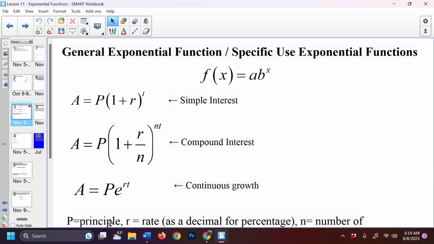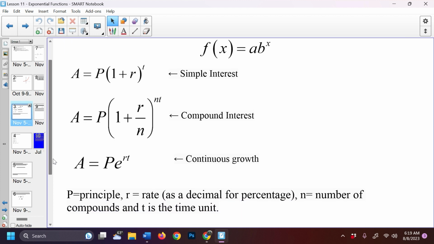In each of these instances, P is always going to be the principal, r is always going to be the rate as a decimal for a percentage. So for instance, if they give you 5%, you're going to change that to 0.05, and then n is the number of compounds, t is the time unit. And when I say number of compounds, if something is compounded weekly, it's compounded 52 times a year. If it's compounded daily, it's 365 times a year.